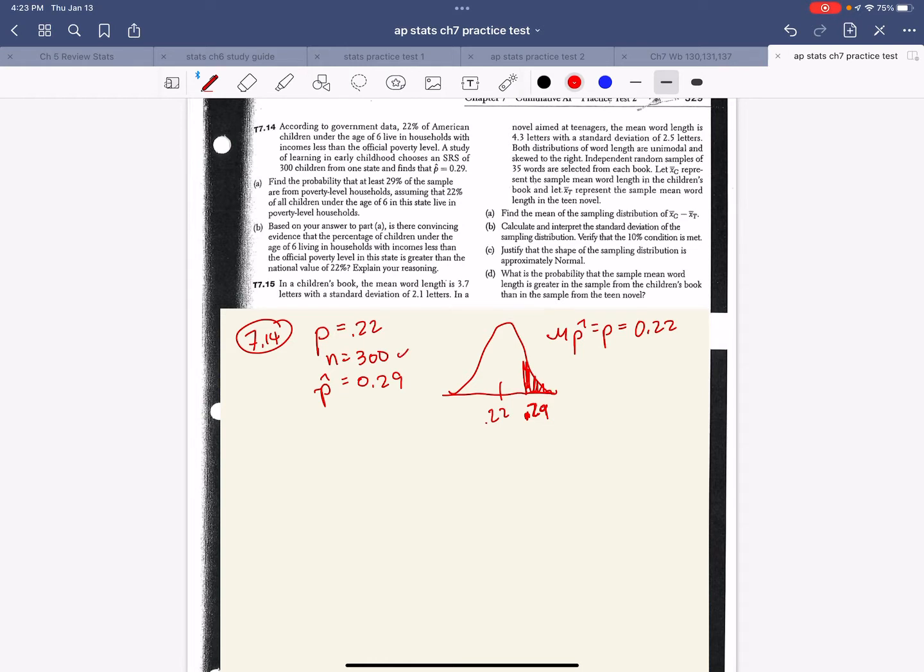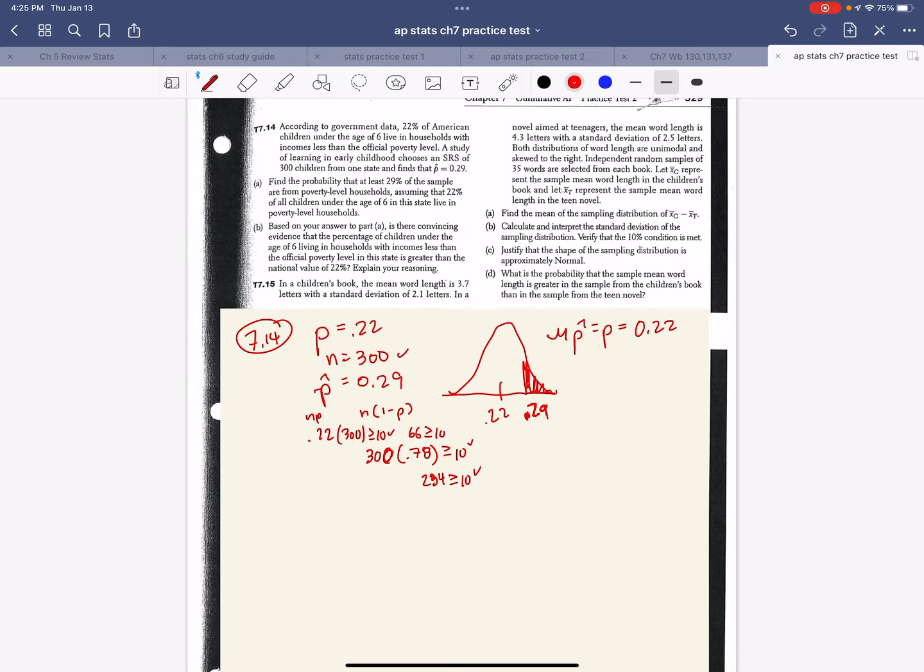300's big. I'm not going to do my 10% condition, but I know that 0.22 times 300 is going to definitely be greater than 10, and 300 times 0.78 is also going to be greater than or equal to 10. So this would be 66 people. 66 is greater than 10, and this would be 234. That's definitely greater than or equal to 10. Okay, so we're good to go there.